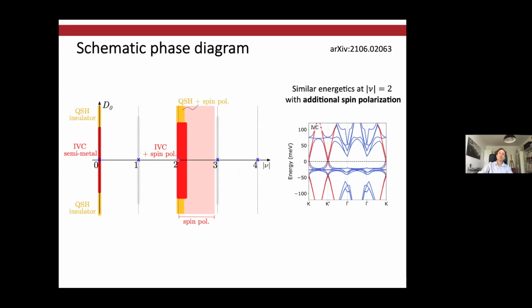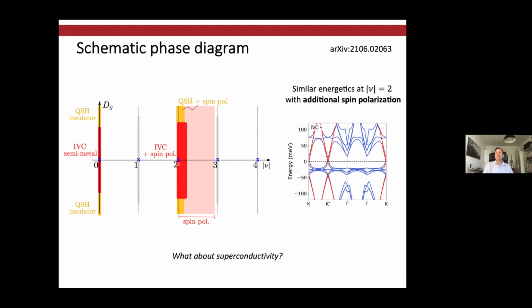So at nu equals 2, we first have this IVC and eventually a quantum spin Hall state. And here I extended the spin polarized region, just motivated by experiment, to finite values of nu away from nu equals 2, although technically we haven't studied this yet. But just to arrive at a final schematic phase diagram at the end, I will draw it this way.